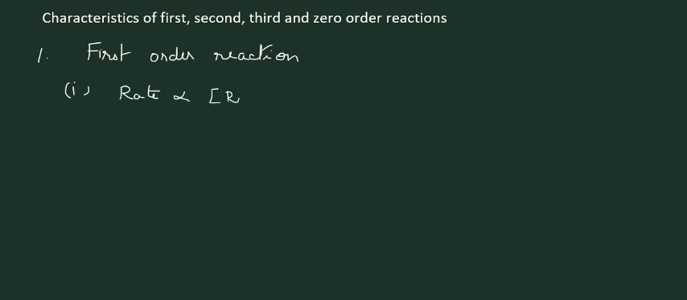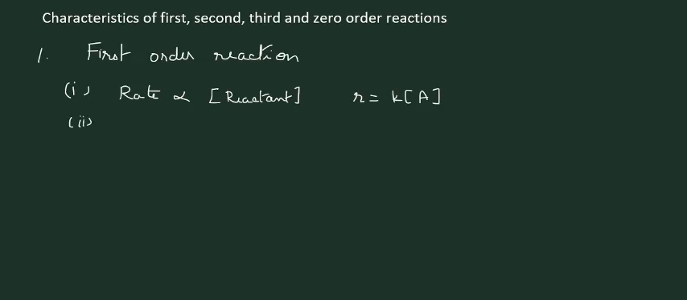We'll summarize the characteristics of first, second, third and zero order reactions. First we'll see first order reaction. For a first order reaction, the rate is proportional to concentration of reactant raised to 1. So R is equal to K into A.